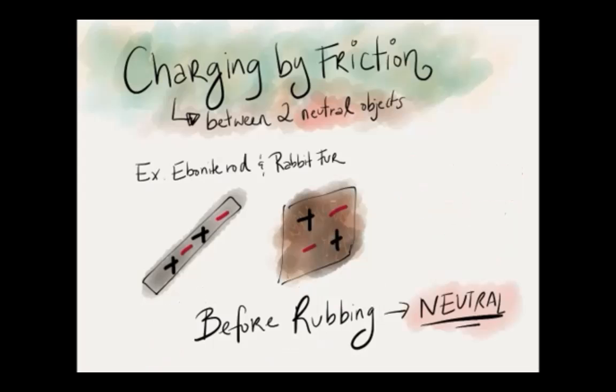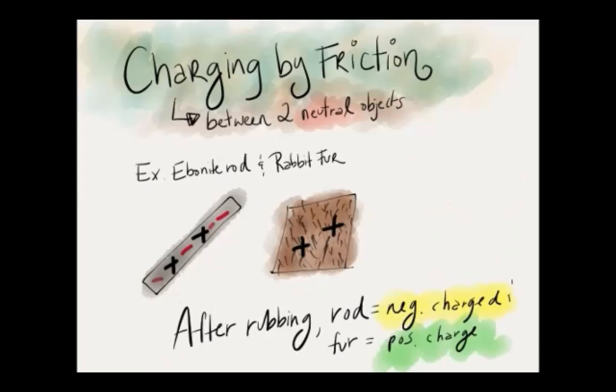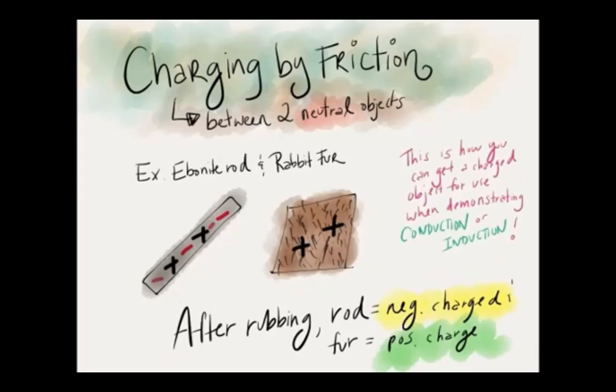Before rubbing, they're both neutral. While they're rubbing, the electrons will transfer from the fur to the ebonite rod. After rubbing, the rod will be negatively charged and the fur will become positively charged, as you can see in the diagrams. This is how you can get a charged object for use when demonstrating conduction or induction.